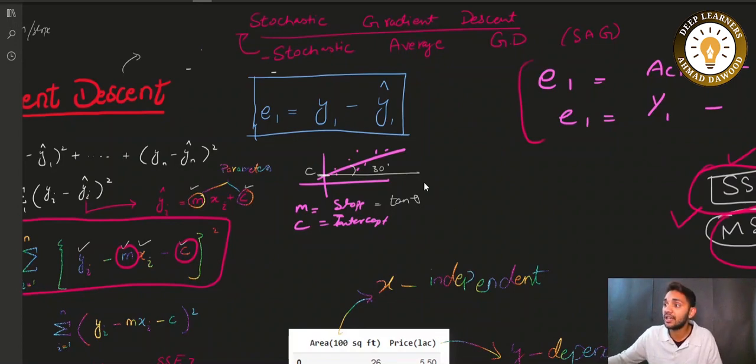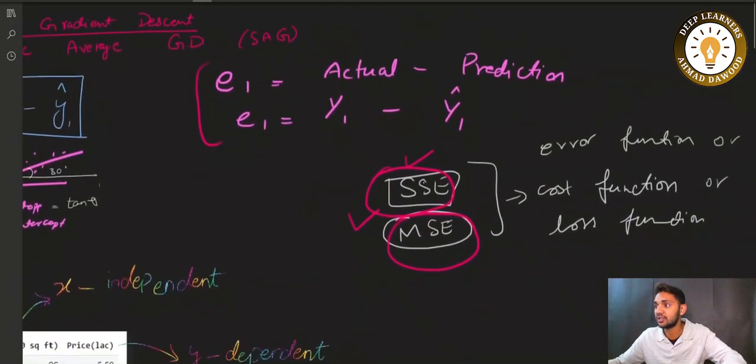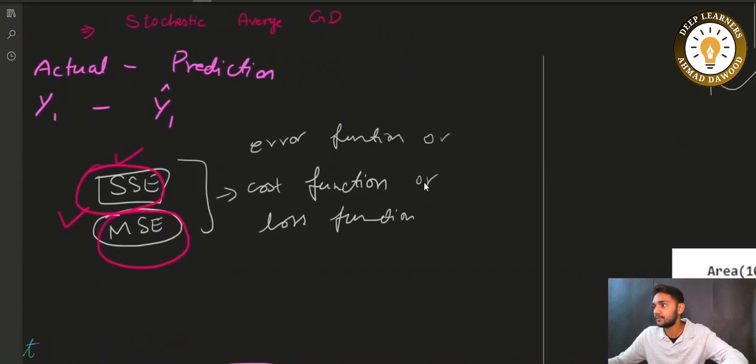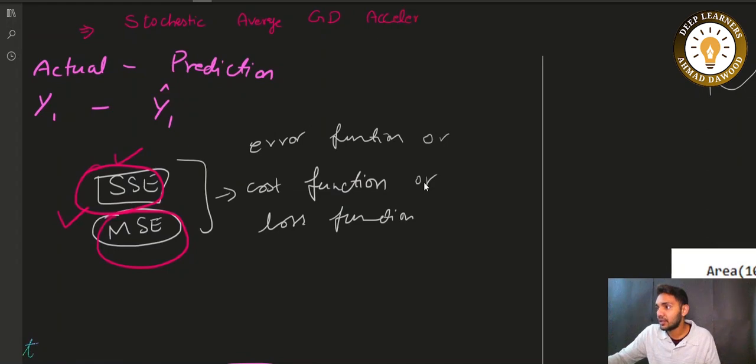And there is also another extension of SAG, which here I will write as stochastic average gradient descent acceleration. It's an extension of SAG, an acceleration method. We can say acceleration method. SAGA. This can also be another solver.